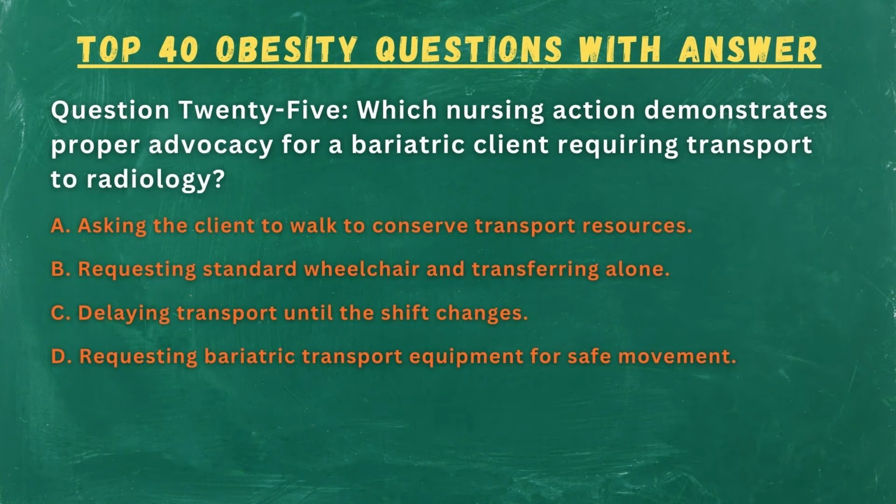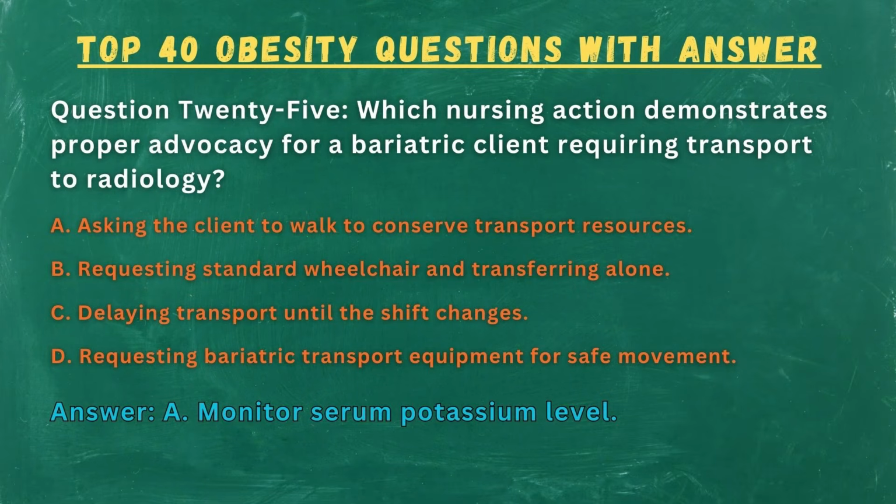Question 25. Which nursing action demonstrates proper advocacy for a bariatric client requiring transport to radiology? A. Asking the client to walk to conserve transport resources. B. Requesting standard wheelchair and transferring alone. C. Delaying transport until the shift changes. D. Requesting bariatric transport equipment for safe movement. Answer: D. Requesting bariatric transport equipment for safe movement.